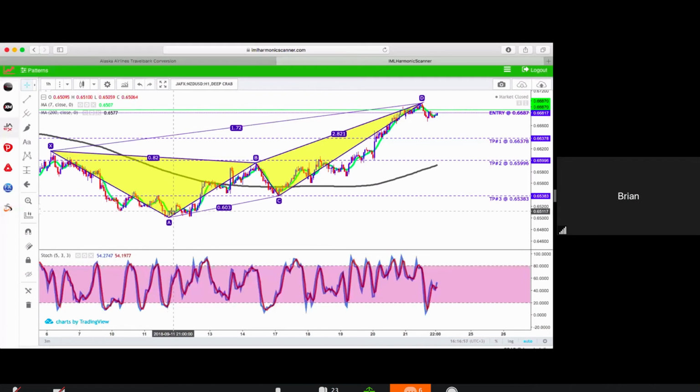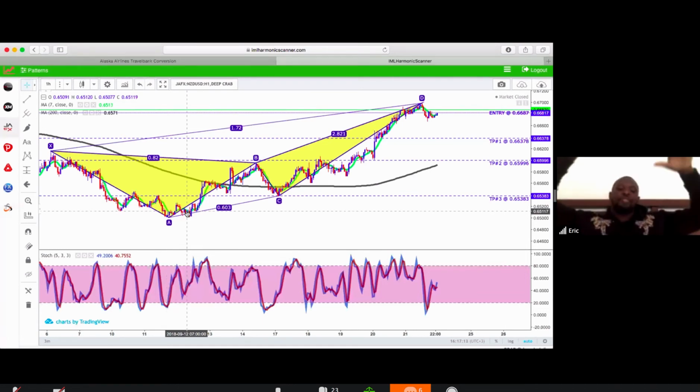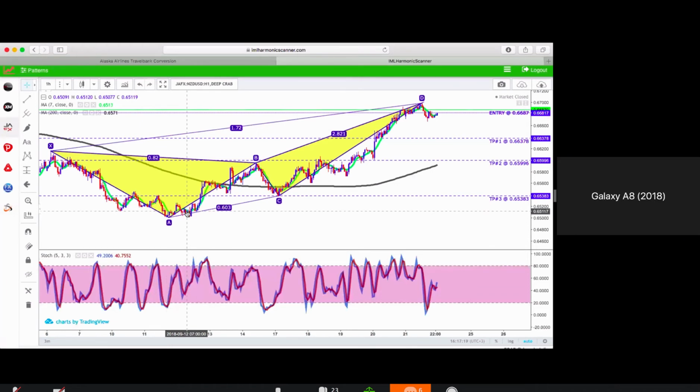Wow, look. See how this came down right here? And then when it went down here, guess what happened? It started going up. The stochastics is telling you overbought or oversold. That's true to a certain extent, not really. So you don't want to be like, oh, stochastics is under 20. No.